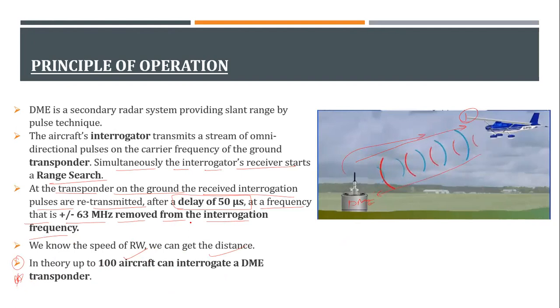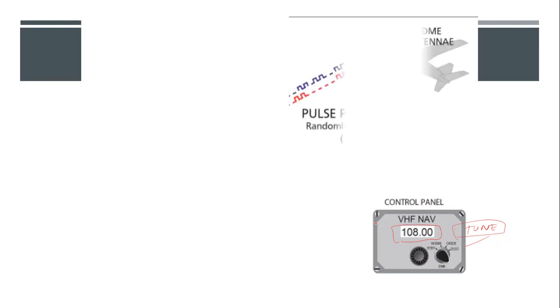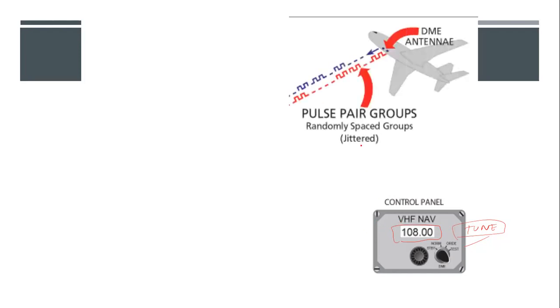Let's see how individual aircraft are identified. So what is the process? First, you tune to the frequency. Where will you find the DME frequency? You'll find it in the Jeppesen charts, approach charts, airport authority charts. Once you tune in the frequency, your aircraft will transmit the signal all around, wherever possible.